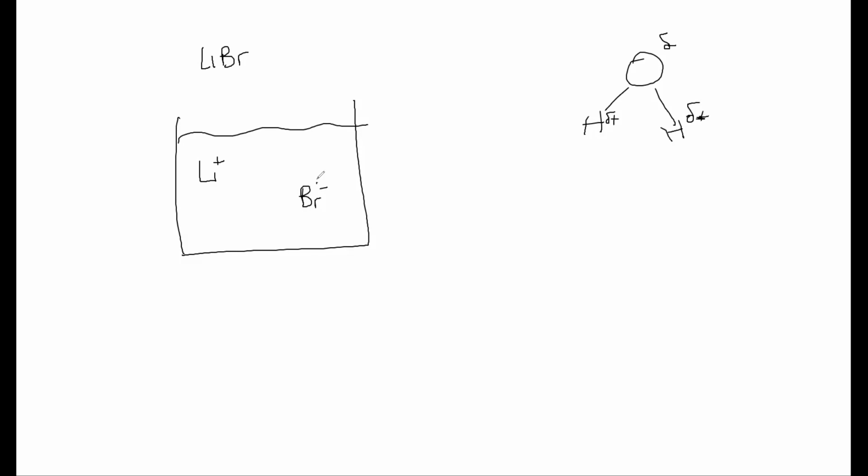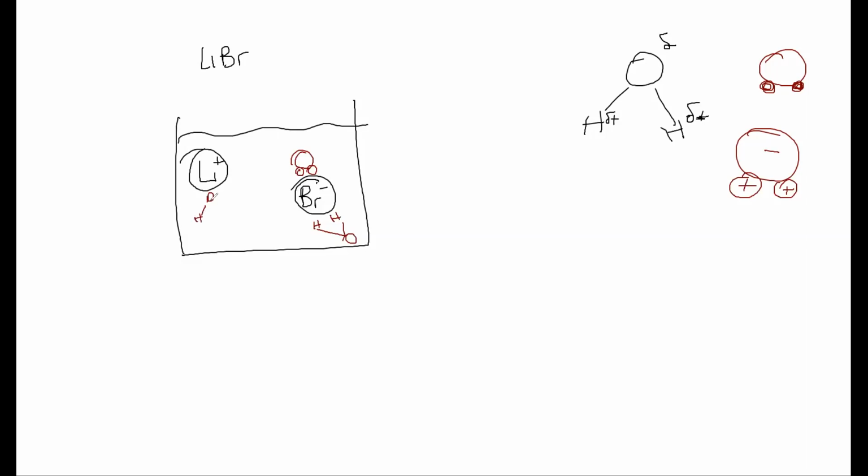So now that I have these and these, how is water going to orient itself? Well, opposites attract. The negative bromide is going to attract which end of the water? Think about it. This is negative, and these are the hydrogens that are positive. So which one is going to be attracted to the hydrogen? Or you can show it like this, because opposites attract. How about the lithium, the positive ion? It is going to be attracted to the negatively charged oxygen.